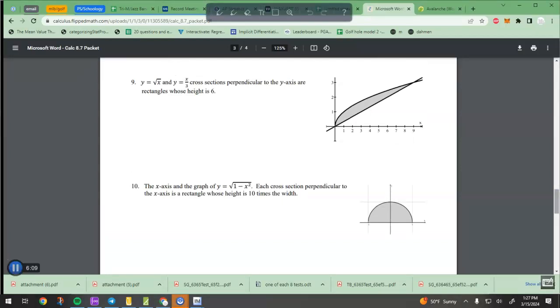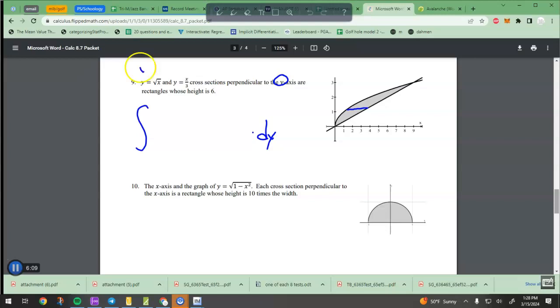Okay, cross section perpendicular to the y-axis. So I know, right now, I can just put my dy there if that helps. I know I'm going to be in terms of y. I can draw that perpendicular to the y-axis cross section. That helps me realize it's right minus left. But these are in terms of x, and I need to be in terms of y.